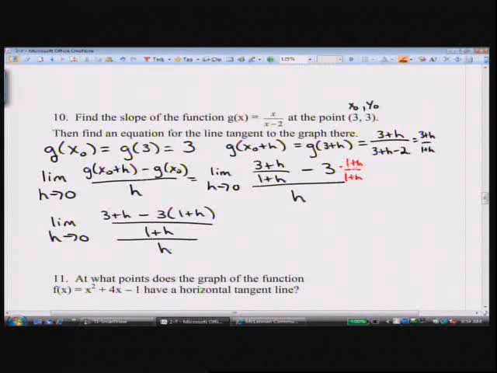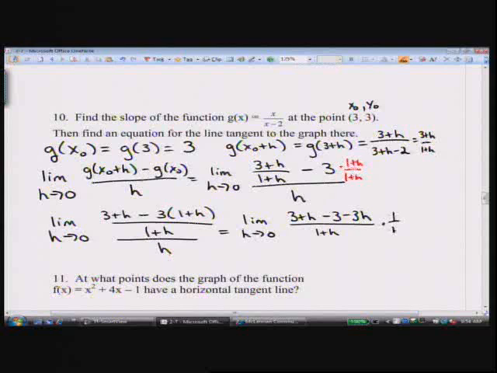But we're okay. We can handle this. This is the limit as h goes to 0 of (3 plus h minus 3h) all over (1 plus h). Now, dividing by this h, isn't that the same as multiplying by 1 over h? Is everybody okay with that? So I'm going to say that's the same as multiplying by 1 over h. It just feels better. Okay, and so then this is the limit as h goes to 0.